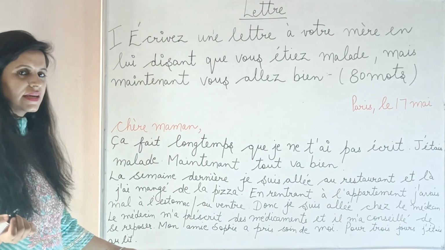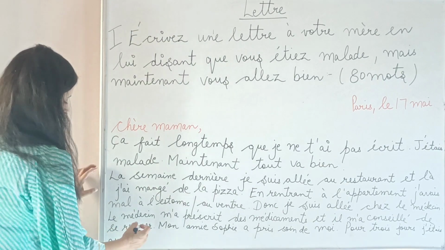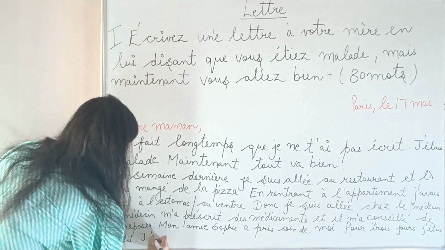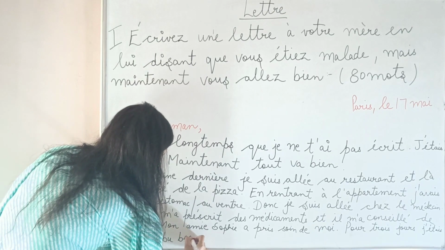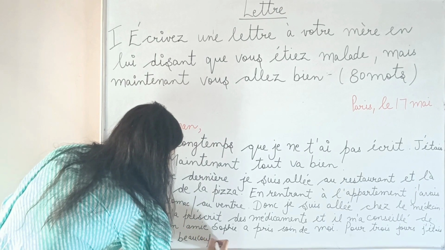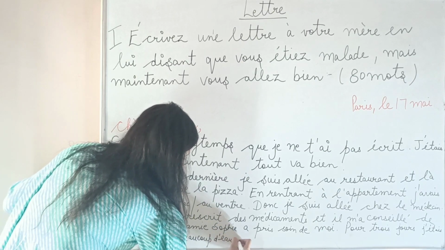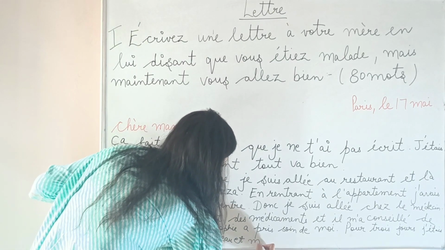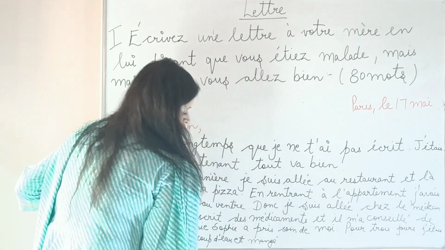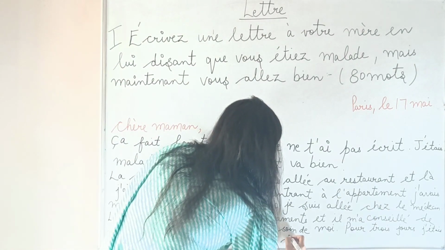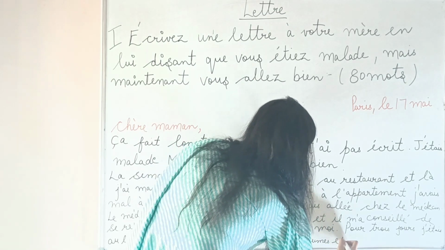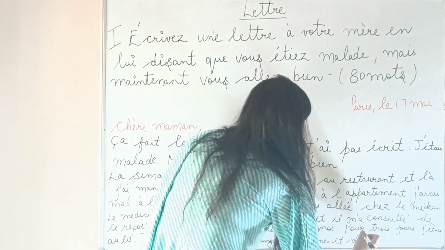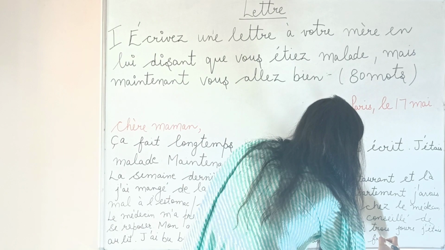And then you can also take lines from the lesson. Okay, je bois. You're writing in past tense, you can write bu here. J'ai bu beaucoup d'eau. Beaucoup d'eau. Et mangé des légumes et des fruits.